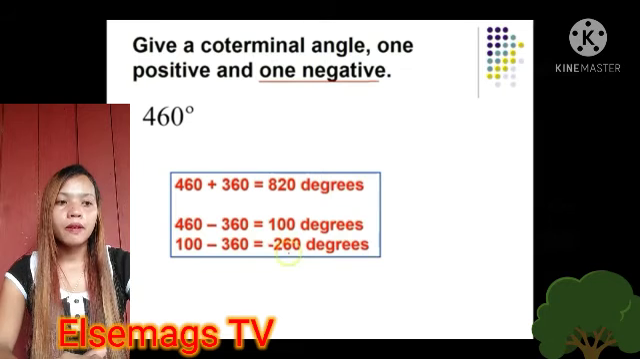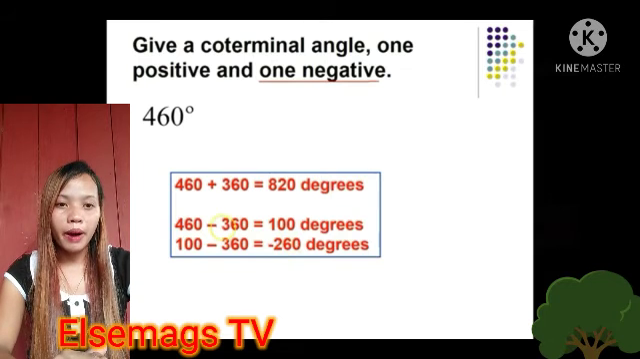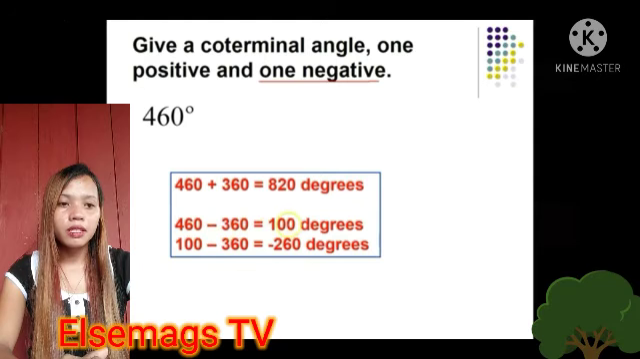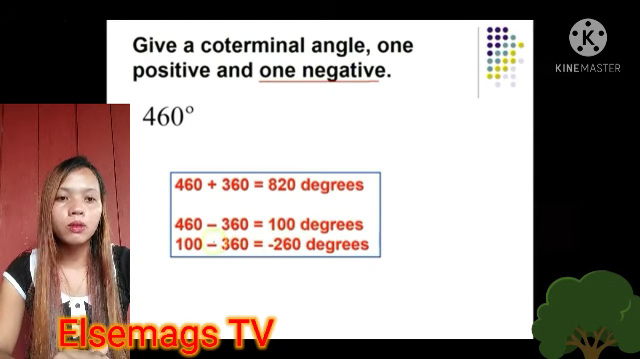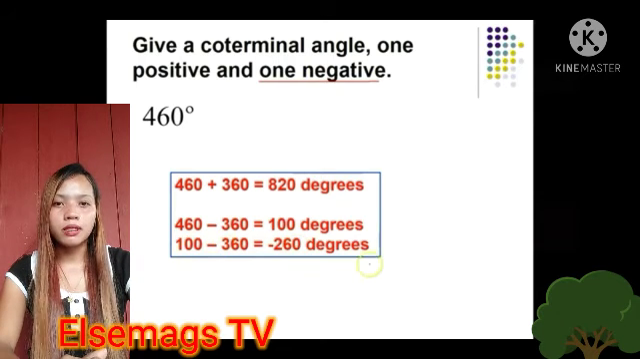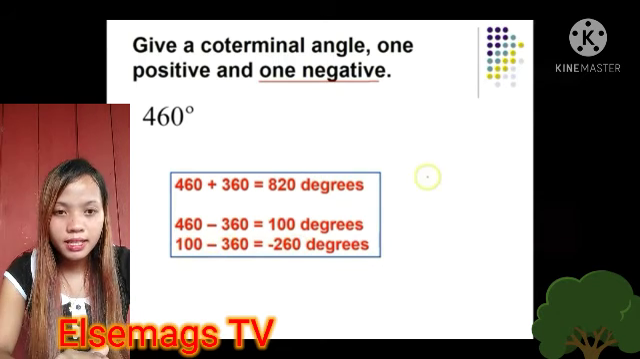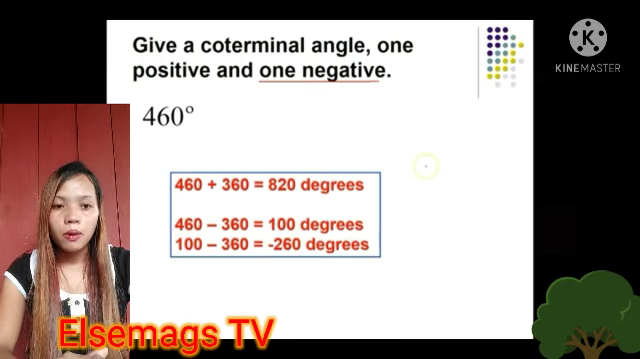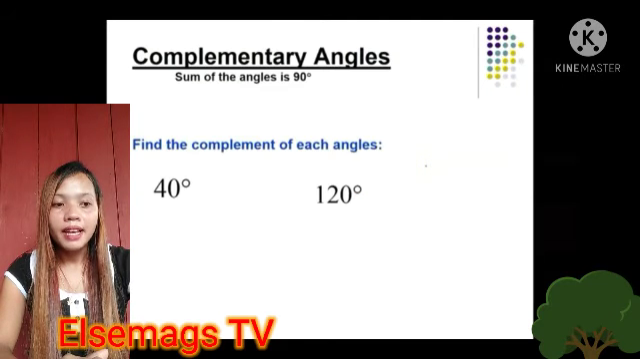The first time, 460 subtracted by 360 will give us 100 degrees, which is positive, and after that, we're going to subtract 360 again so that we get a negative result, which is negative 260 degrees. So okay, again: add and subtract 360 degrees.